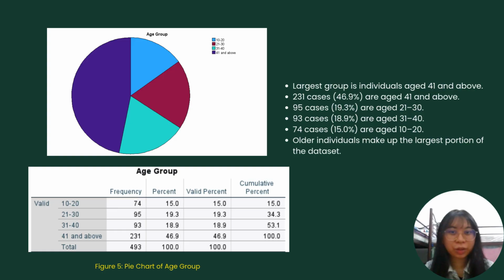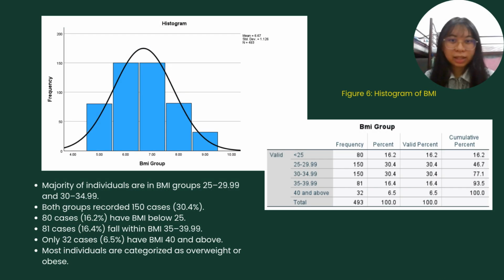Figure 5 shows the age group distributions. Individuals aged 41 and above make up the largest proportion at 46.9%. The remaining cases are distributed among the age groups 21 to 30, 31 to 40, and 10 to 20. This indicates that older individuals represent the largest portion of the dataset. Next, figure 6 presents the histogram of BMI groups. Most individuals fall within the BMI range of 25 to 29.99 and 30 to 34.99. This suggests that many individuals in the dataset are categorized as overweight or obese.